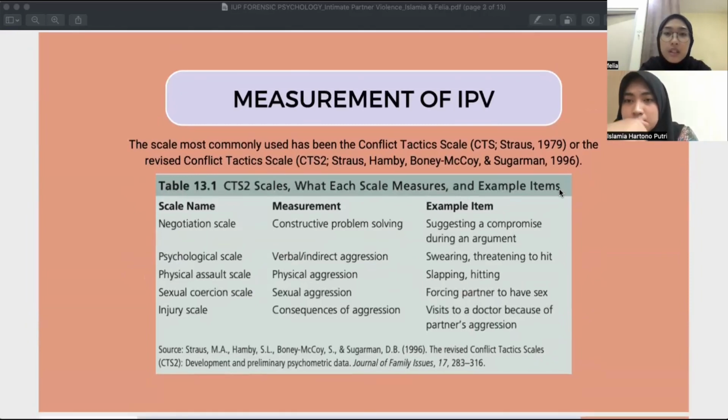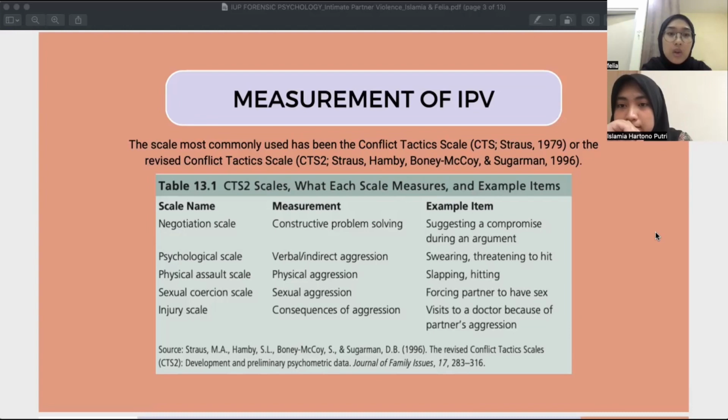In terms of the measurement of intimate partner violence, one of the most common scales used was the Conflict Tactics Scale, or the CTS, by Strauss in 1979, or most recently the revised version, the Revised Conflict Tactics Scale, or the CTS-2, by Strauss, Hamby, Boney-McCoy, and Sugarman in 1996. The table here shows the scales that measure the items.